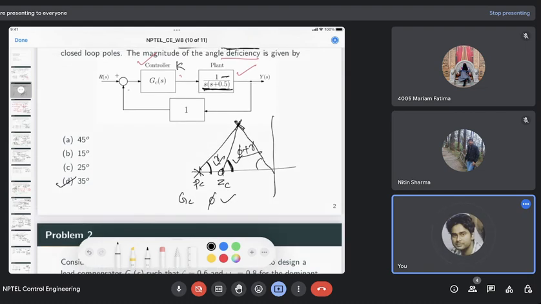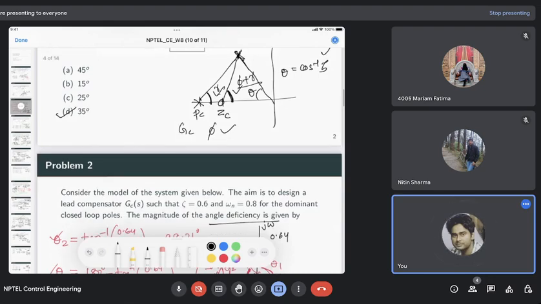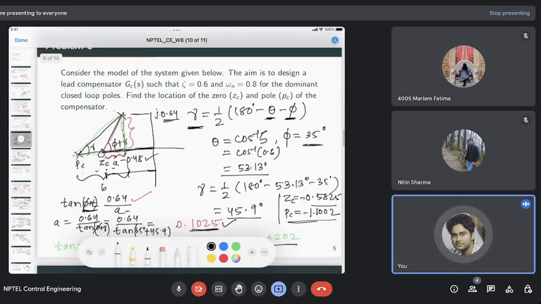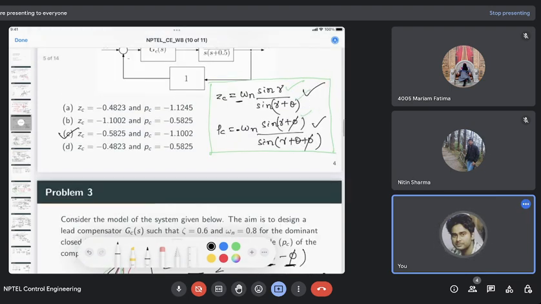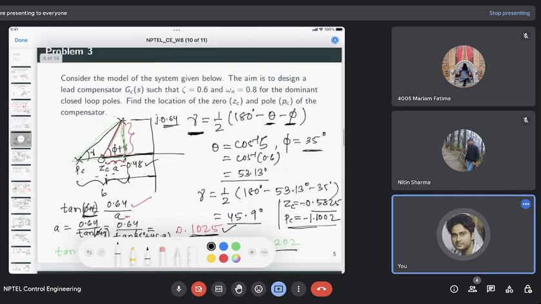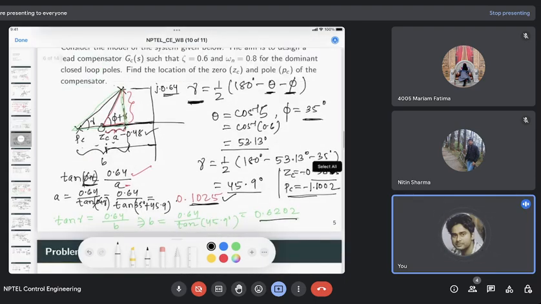This angle, this is theta equal to cos inverse of zeta, because this is the theta line, right? Once you find this, then you find this gamma value. After this gamma, you can use the direct formula as given in the lecture video, or you can also construct the triangle directly, and you can find the location of the pole and zero of this compensator. So this is how you design this lead compensator to meet the transient specification.